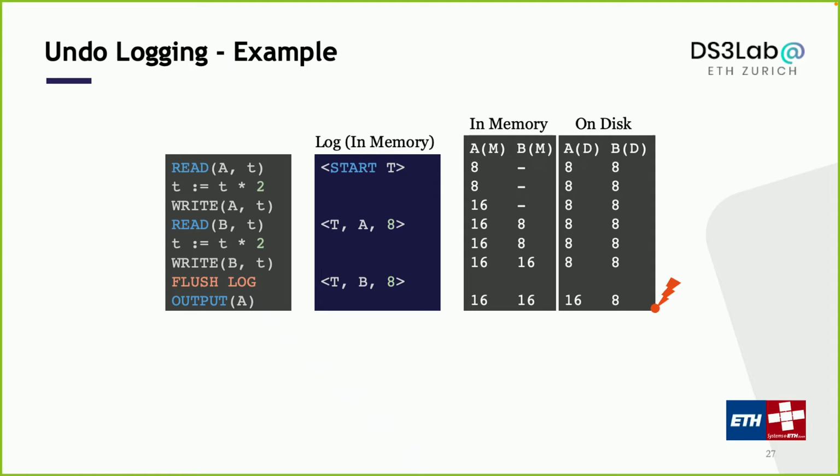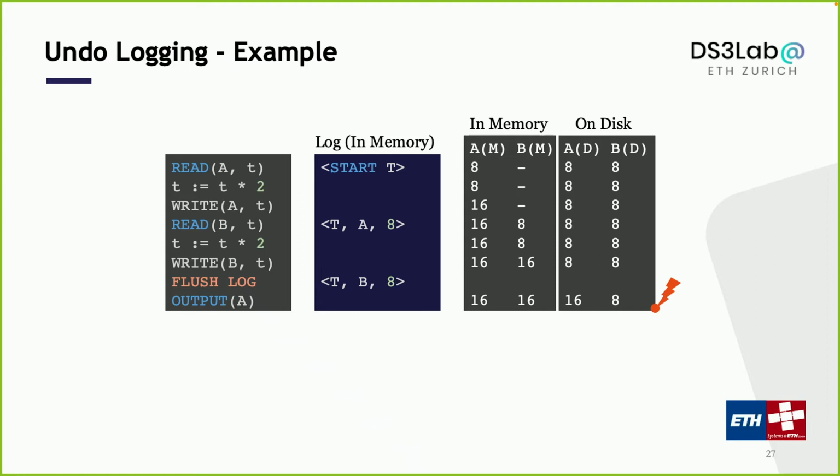What did I learn? The first thing is, if I look at my log file, I will see the T started. There's start T, but I do not see the commit record for T. So I know something happened. Then I need to undo all the changes from T.